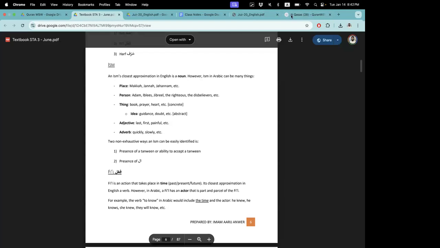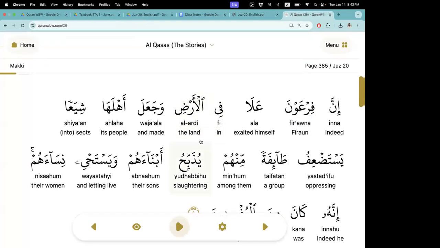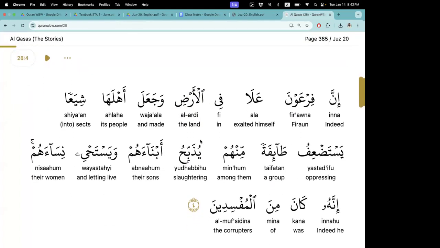Okay. Let's start with surah number 28, Surah Qasas, ayah number 4. This is a good resource across the board, because there's a pronunciation here. Please listen to this. You can click on the word and it will recite it for you and whatnot. Inna, indeed, Fir'auna, Fir'aun, ala, exalted himself, fil ard, in the land.